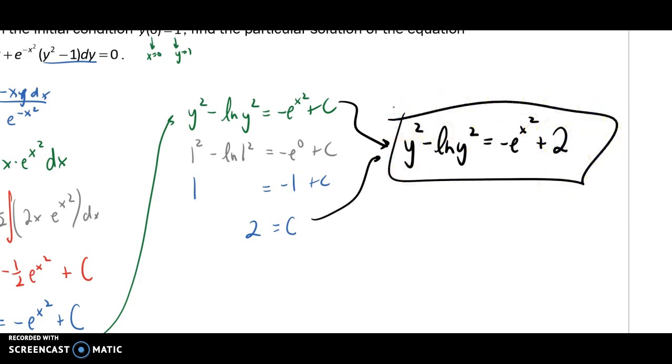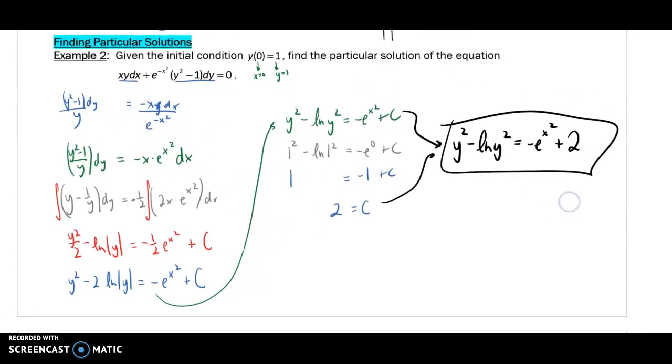There's our specific equation. And unlike the other one where we raised e to the power on both sides to get y by itself, the y is already squared. We have an ln of that same y squared, so I don't think that'd be a good idea. Let's just go ahead and leave it like this.